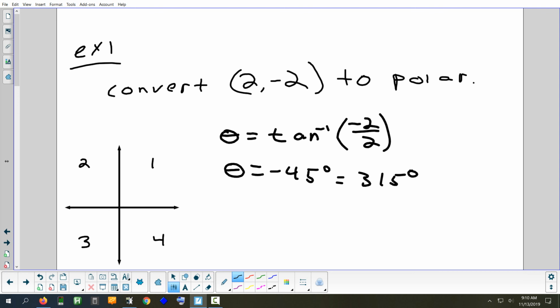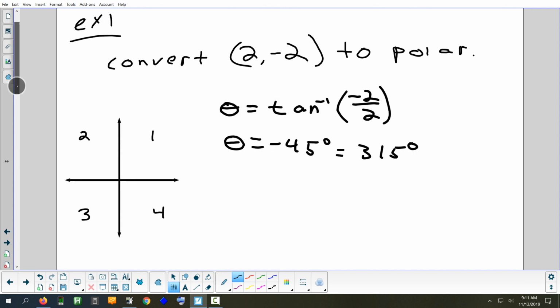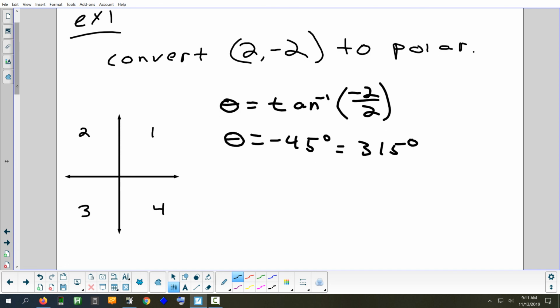Which one would I want? I'll make sure I write that in the directions. I'll either say make sure your angle is positive, or if you get a negative, you can leave it. I'll let you know. All right, so we got our angle.